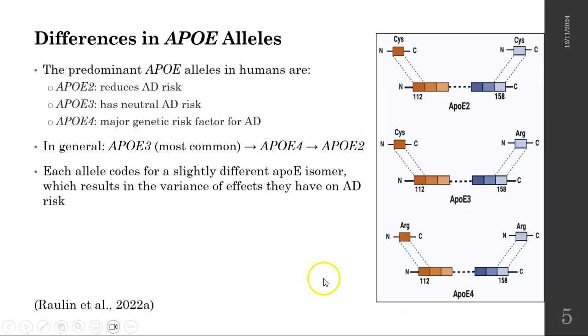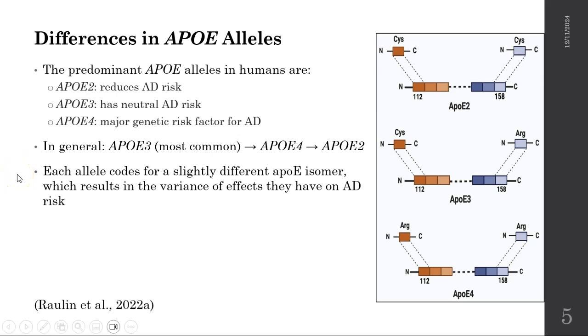The predominant APOE alleles in humans are APOE2, APOE3, and APOE4. Each has a different impact on the risk for developing Alzheimer's disease, with APOE2 reducing that risk, APOE3 carrying a neutral risk, and APOE4 being a major genetic risk factor for developing Alzheimer's. While the frequency of these alleles will vary by ethnicity, in general, APOE3 is the most common, followed by APOE4, and then APOE2, which is the rarest allele.